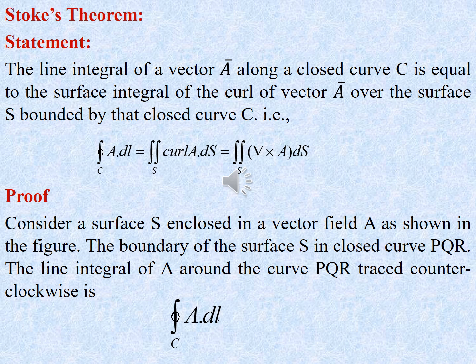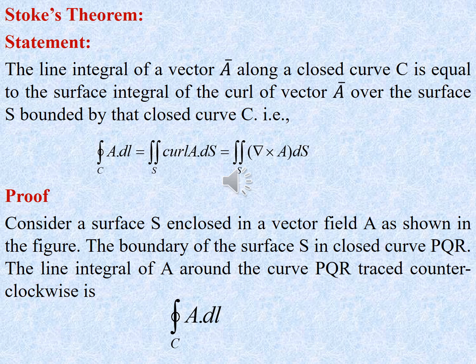Stokes theorem. This can be explained by the line integral, volume integral and surface integrals of the material. By using these three integrations, we are able to prove Stokes theorem. Stokes theorem statement: the line integral of a vector A bar along a closed curve C is equal to the surface integral of curl of vector A bar over the surface S bounded by that closed curve C.